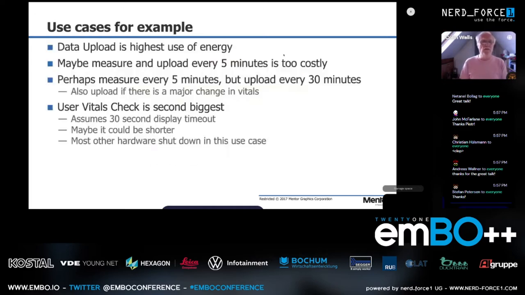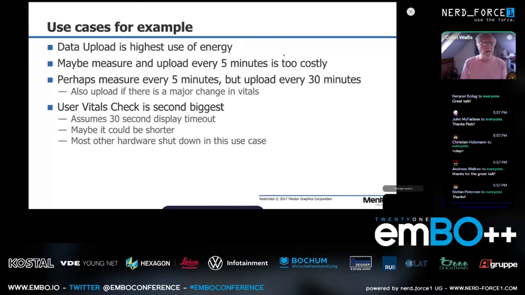So that's pretty low cost. And then we do the upload every 30 minutes. So 1/6 of the duration of what we did before. So we'll be consuming a whole lot less power on uploads. But then if the software spots a major change in the vitals, so if your heart rate goes up very rapidly or blood pressure drops or whatever, it could then do an upload at that point because it's obviously important to get that information to the doctor.